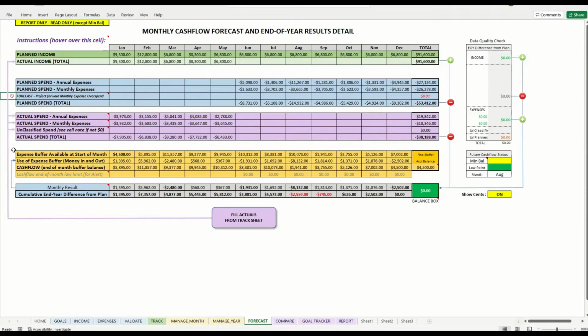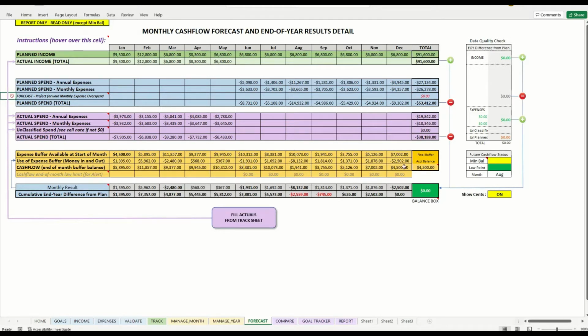The table in orange, second from the bottom, is the cash flow table. It forecasts starting from the initial available funds that you have in your buffer account, and we'll talk about that in a second. The second to the bottom row in this table is the end of month forecast of the amount of cash that you will have in your account.